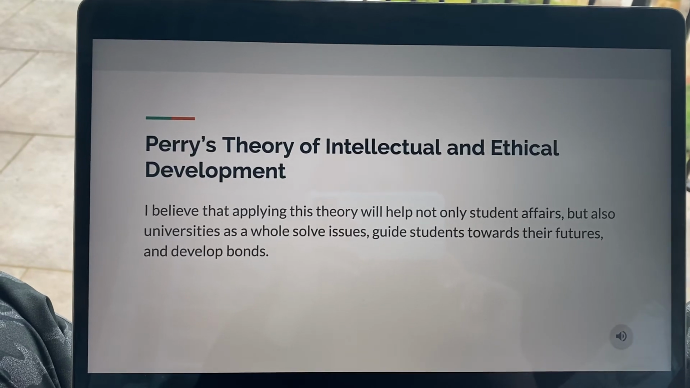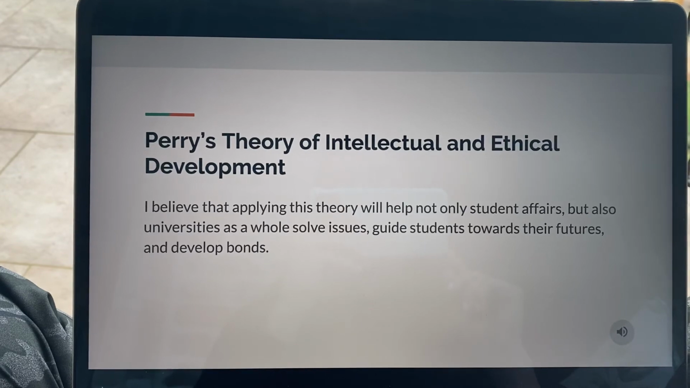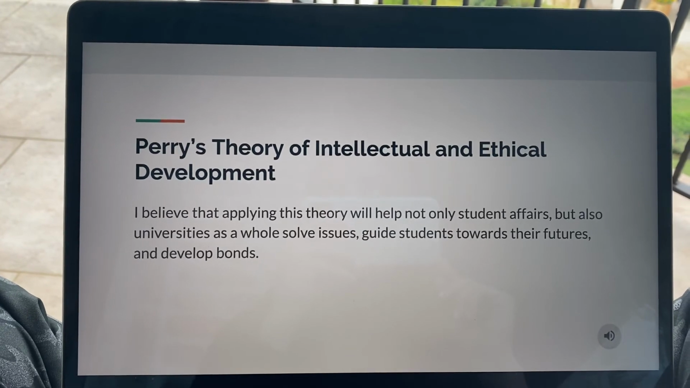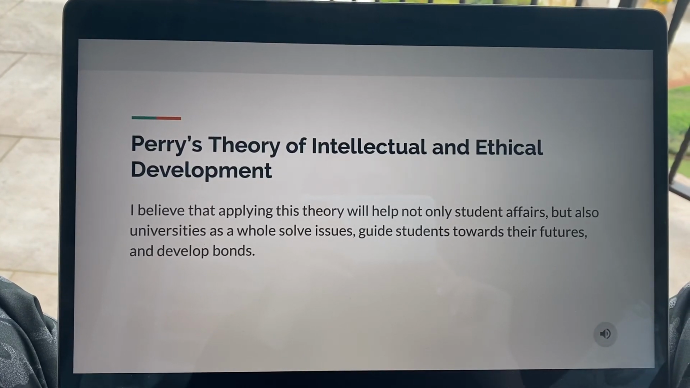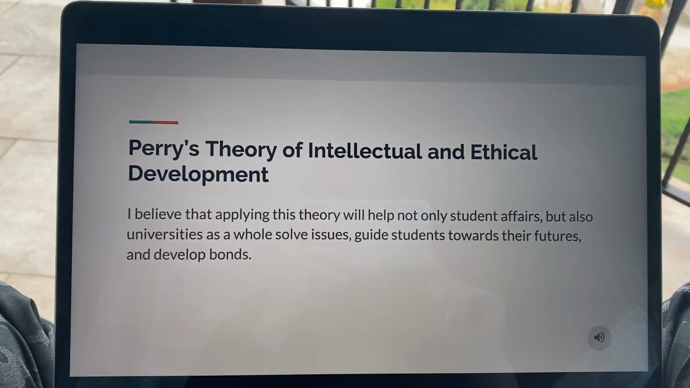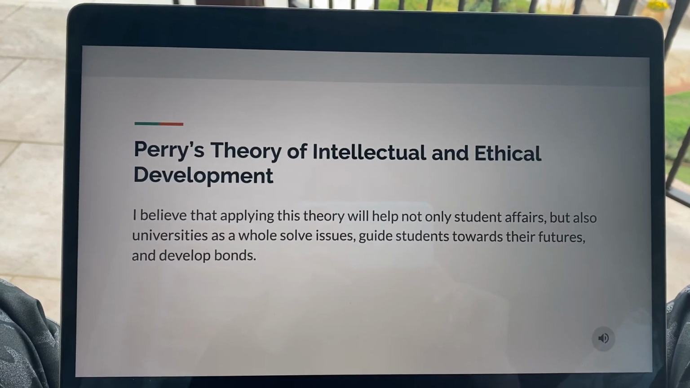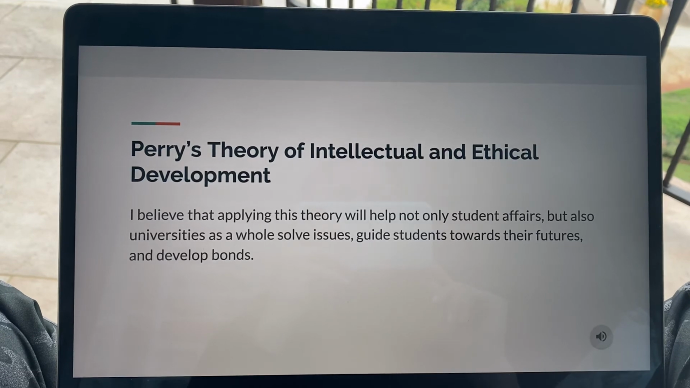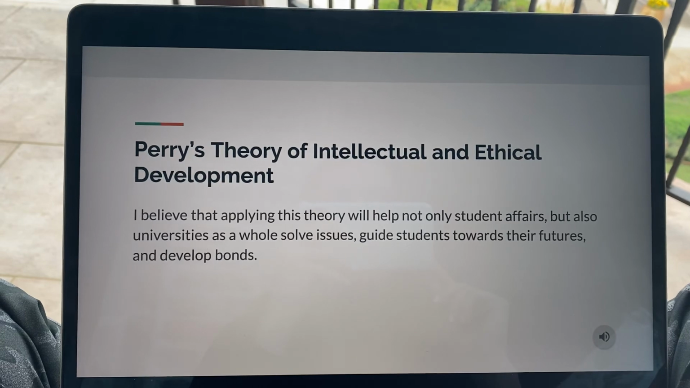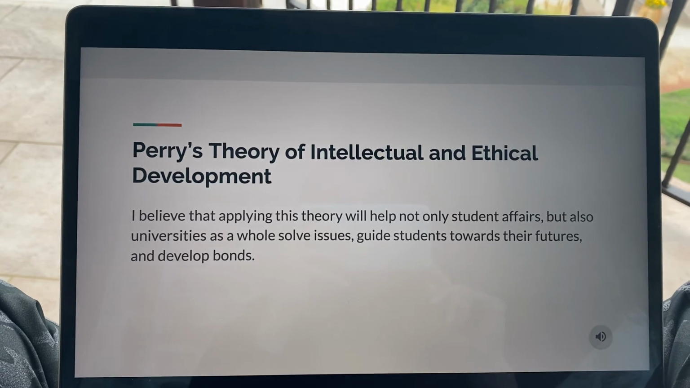Perry's theory of intellectual and ethical development was very interesting for me to learn about. I felt that this theory could not only be applied to student affairs, but also many other faculty and staff members throughout a university. I believe this theory could be applied to admissions, academic success, or even RAs and RDs of a university. Learning the positions of this theory would help many people understand how to solve situations, grow as a community, and form bonds that will last for a long time.